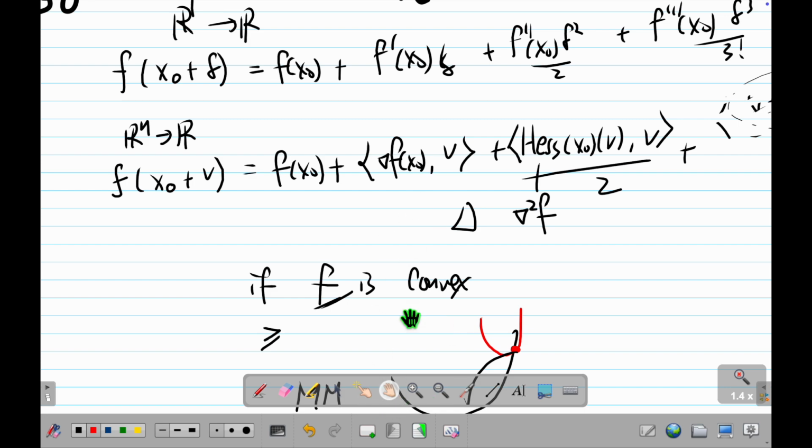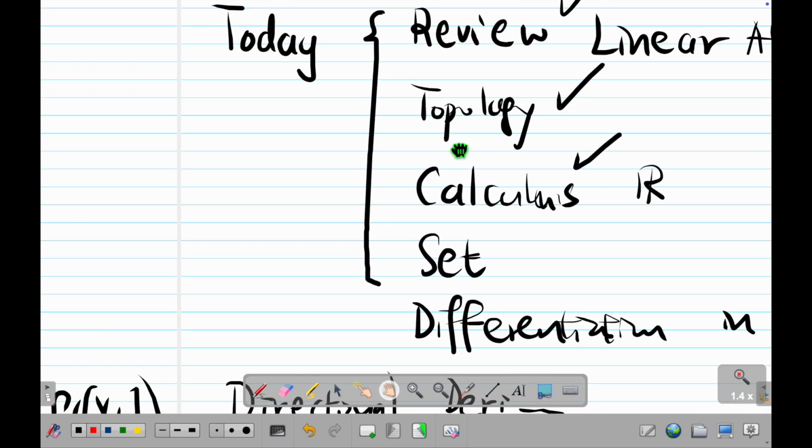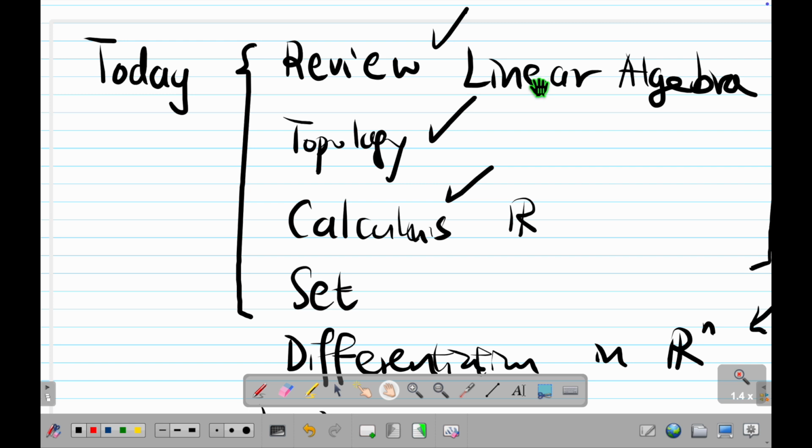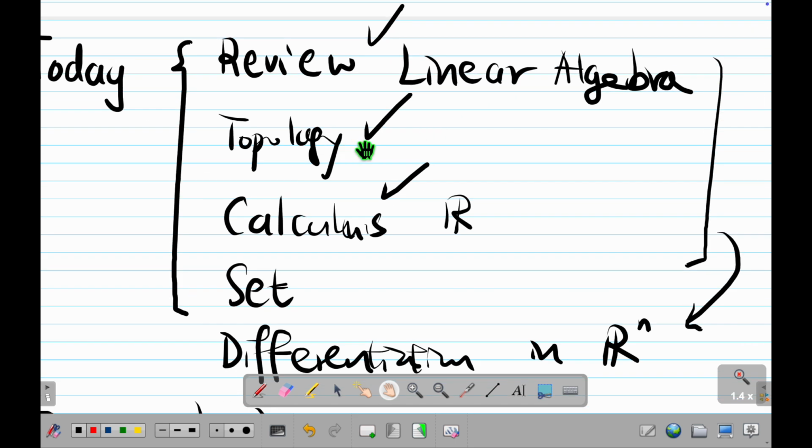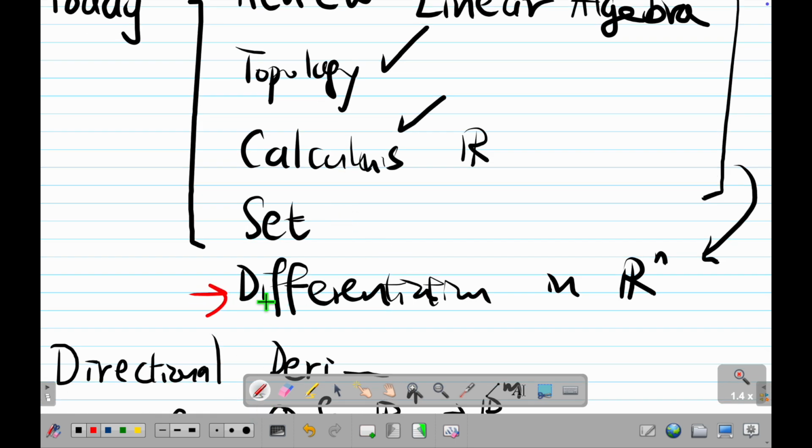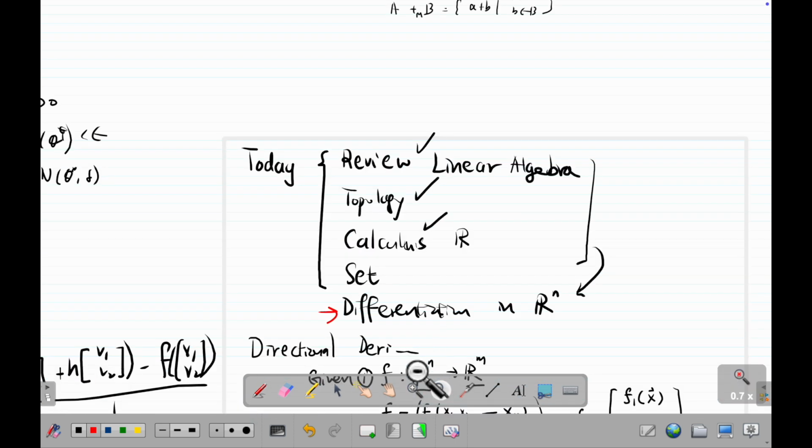What's the thing today? Today is linear algebra. Again, this is review, I don't talk about detail. For example, what is an eigenvalue? When does an eigenvalue exist? A symmetric matrix always has real eigenvalues. Okay, go back to the book. Topology is open, closed, compact, interior, boundary, open ball. Calculus is calculus. Set operations like the Minkowski sum, this one next week. Okay, so that's all.